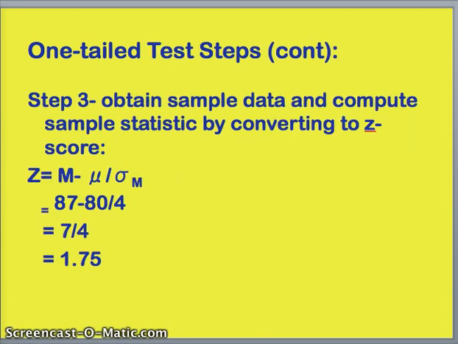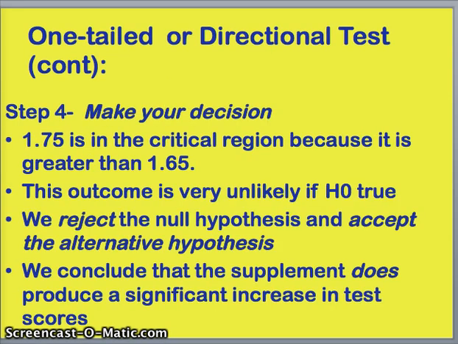Next, in step 3, we've got to get our z-value. So z is going to equal 87 minus 80 divided by 4, or 7 divided by 4 equals 1.75. Step 4, we make our decision.